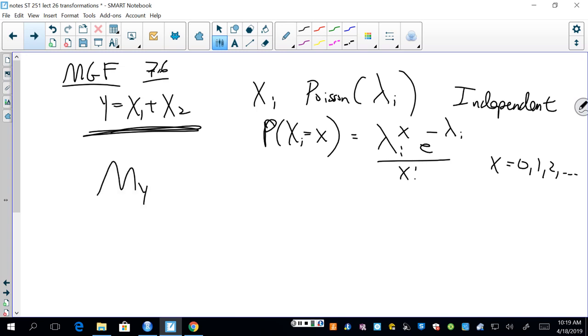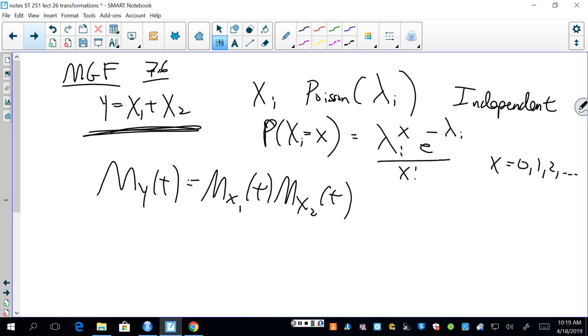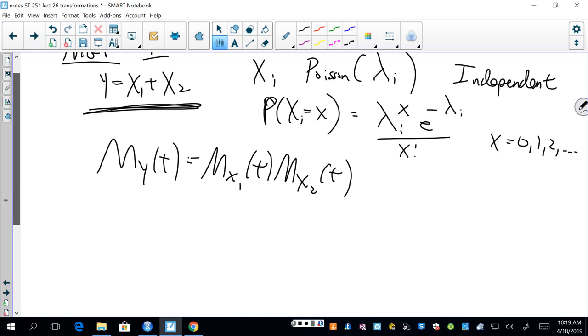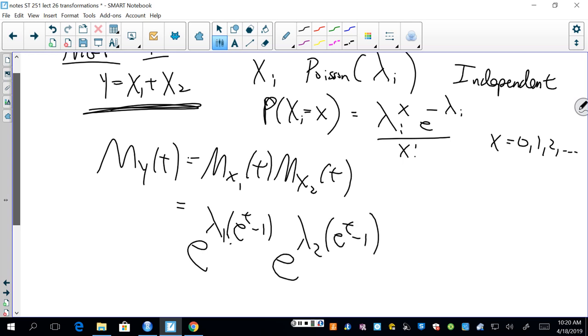If they're independent, the moment generating function is the product of the two moment generating functions. And the moment generating function for an individual one, I guess let's write it right here. For the first one it's e to the lambda 1 times (e to the t minus 1), all up in the exponent, right? And the second one, there's an e and then lambda 2 times (e to the t minus 1). So that's all up there.